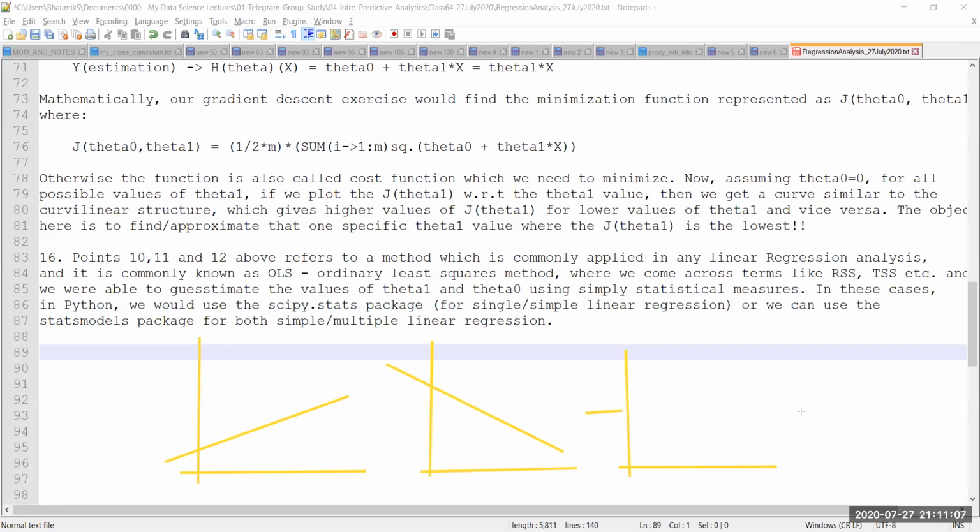But if it looks like this, can this be a linear regression? The answer is yes, because there is a linear relationship. But there is no linear correlation. So that is the reason why this kind of cases are usually not considered.